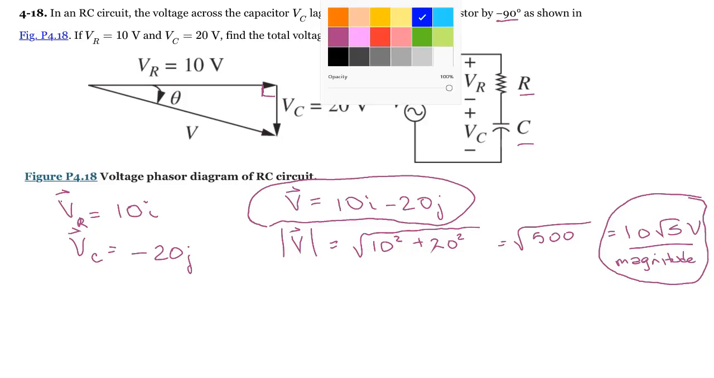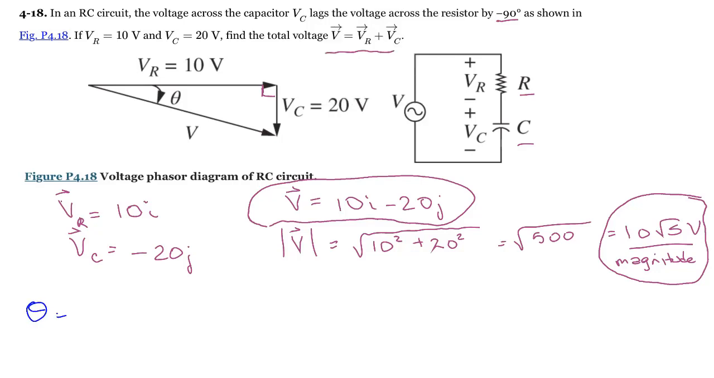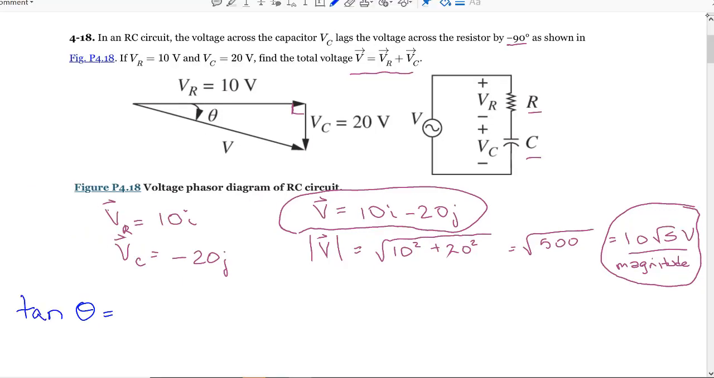If I want to find out what that angle theta is, remember that the tangent of theta, so there's theta, is going to equal opposite, which is VC over VR. And VC over VR is 20 over 10, because this is opposite and that's adjacent. Now we know that the tangent is going to equal 2, but we want to find out what theta is, so we take the inverse tangent.